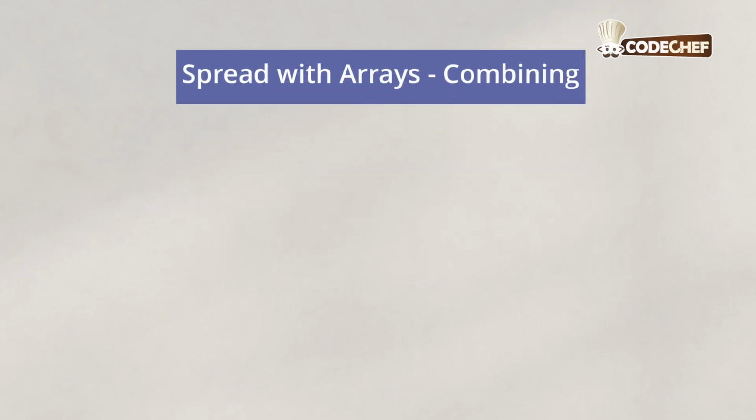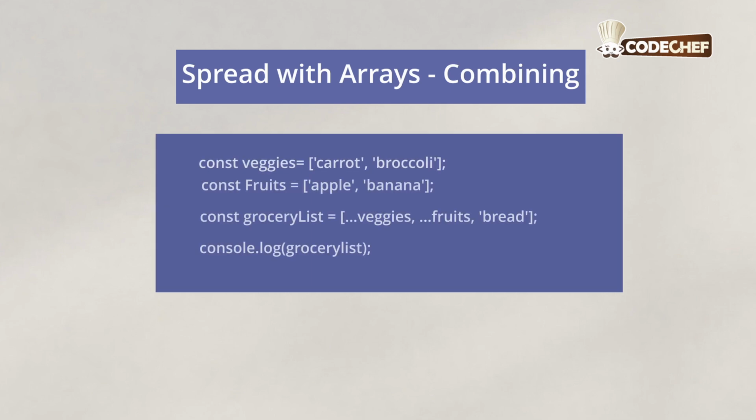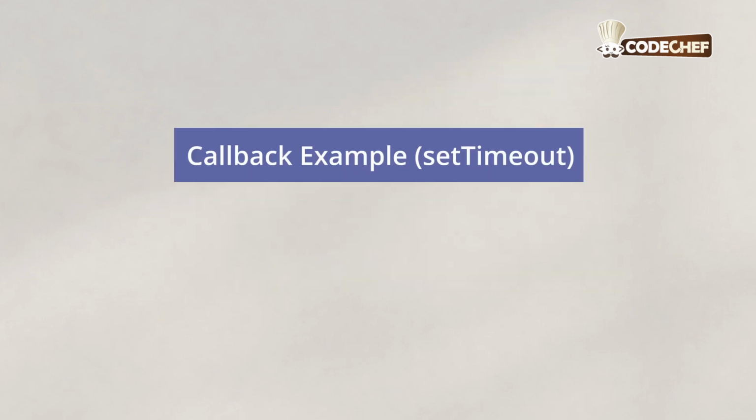So let us look at how we can use spread with arrays for combining. So in this example, we are combining multiple arrays. Spread takes elements from veggies and fruits arrays and puts them into one array. You can also add new values while combining. This is a clean and readable way to merge arrays.